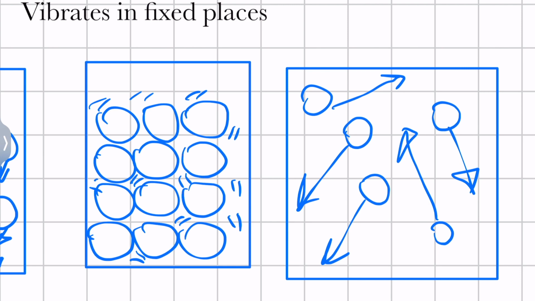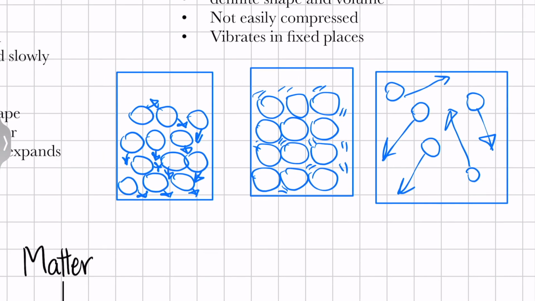Demonstrated through these big arrows, they can take up the volume of any container you put them in, and they can also be compressed due to how much space there is between each and every molecule.